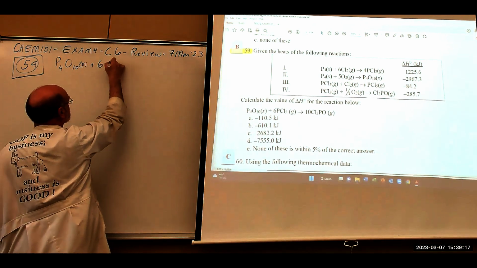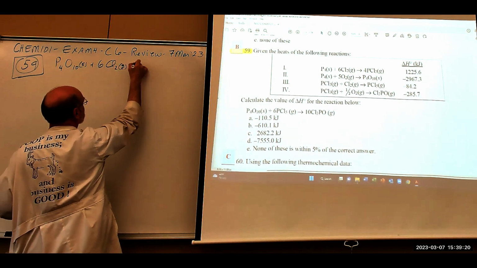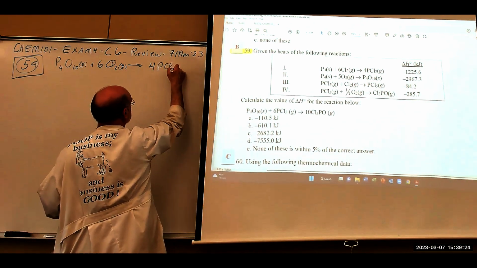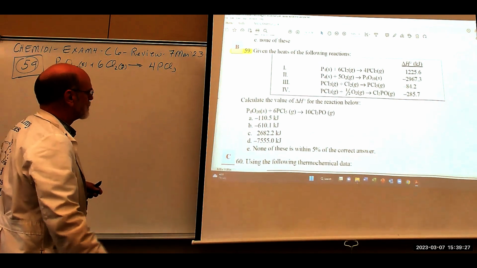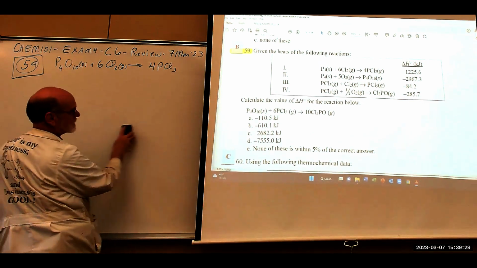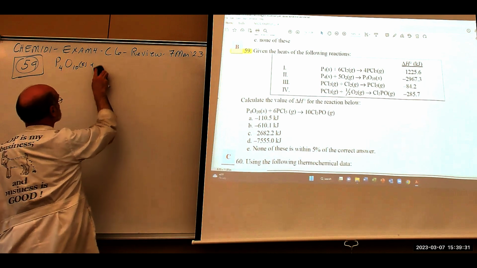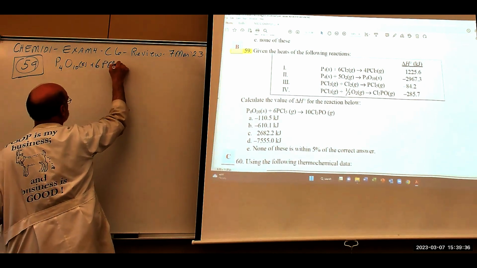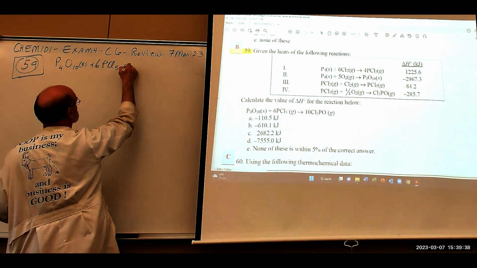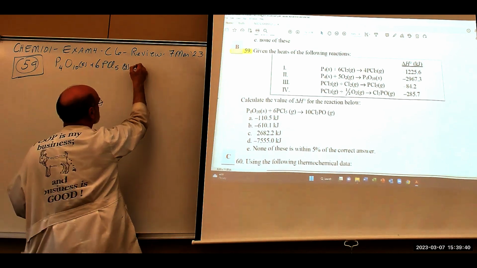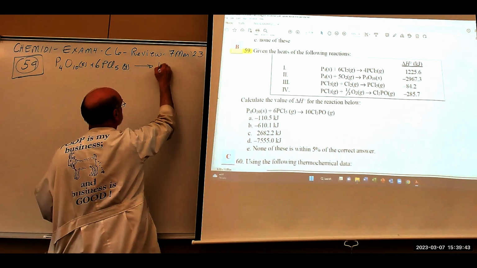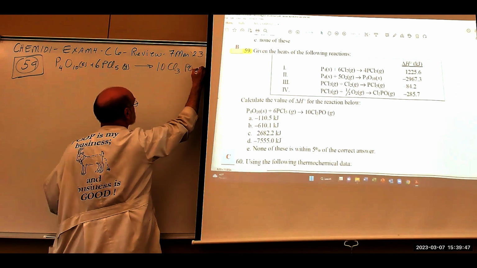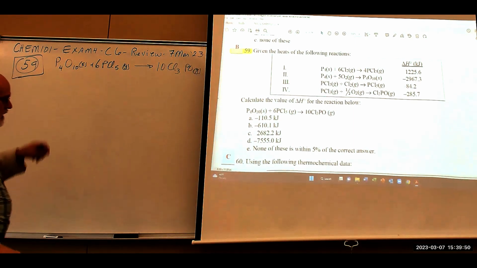And this is chlorine gas yields 4PCl3. Oh, no, it's not. That's not the target equation. 6PCl5 gas yields 10Cl3PO gas. Okay, that's the target equation.